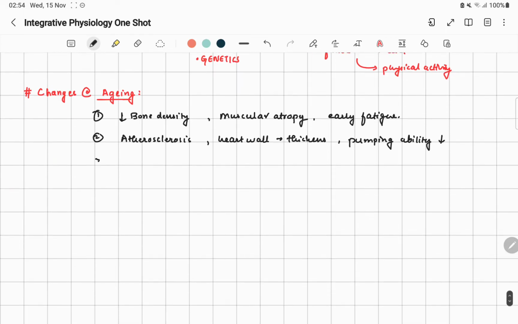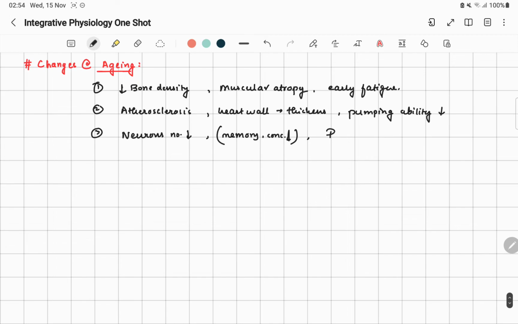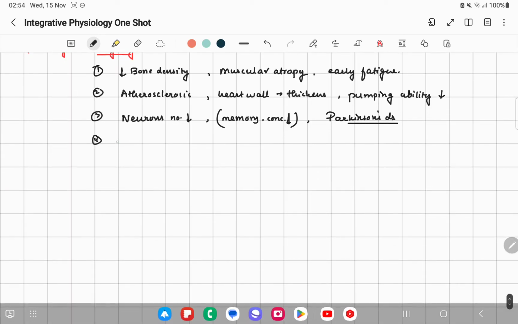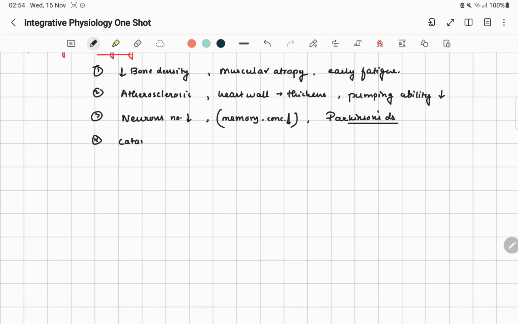And in the CNS, the number of neurons decreases. Memory and concentration also decrease. You will see Parkinson's disease occurring in these aged persons. Then in the special senses, you may see the development of cataract and nerve deafness, sensory neural deafness.